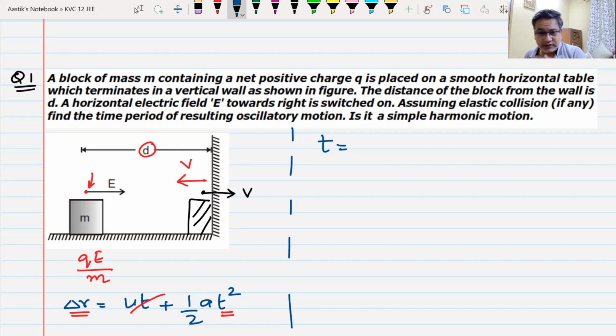Everything is right there in front of your screen. What is the time t? Root over 2 delta r by a. Root over 2.